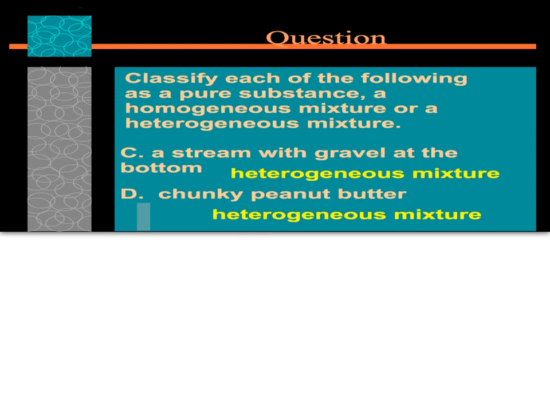So a stream with gravel at the bottom, that would be heterogeneous because the gravel is not going to be uniform throughout. If I had chunky peanut butter, that would also be a heterogeneous mixture because I could have different amounts of peanut chunks in it, depending on if I want extra chunky or not extra chunky.